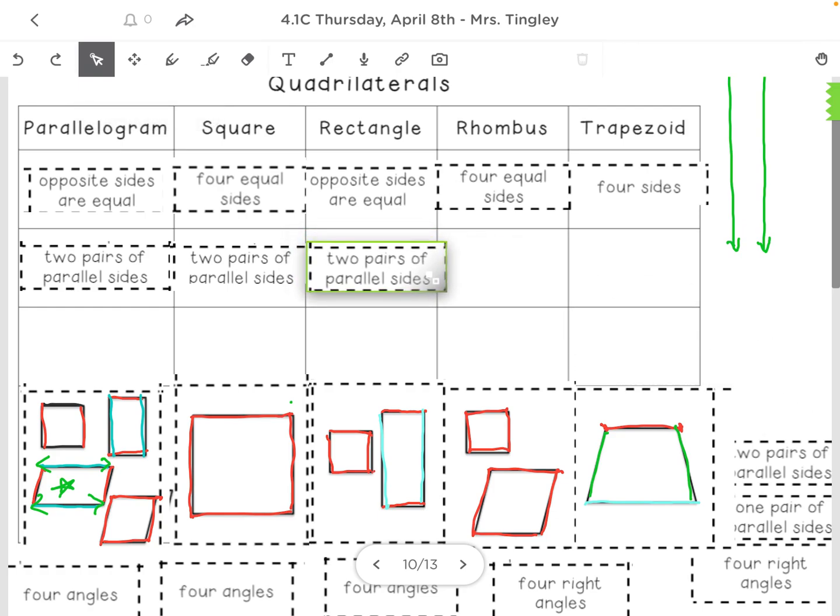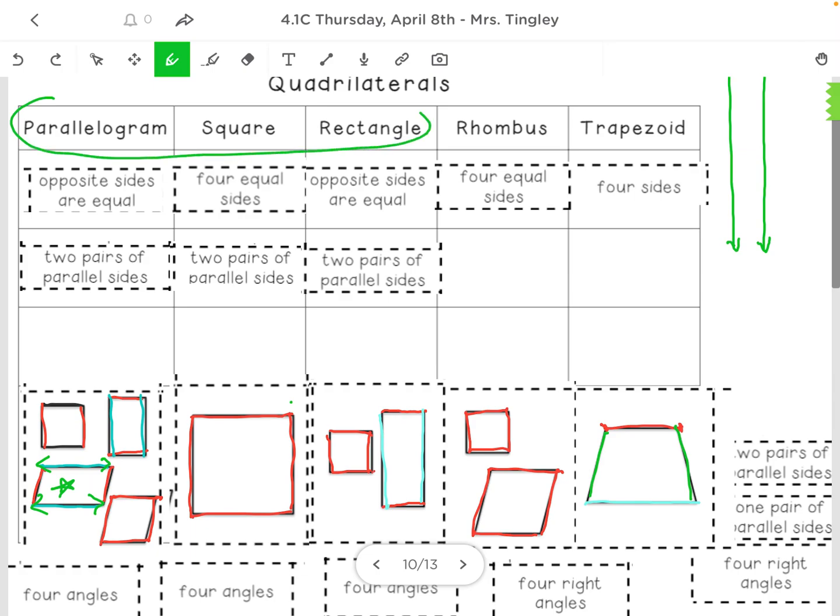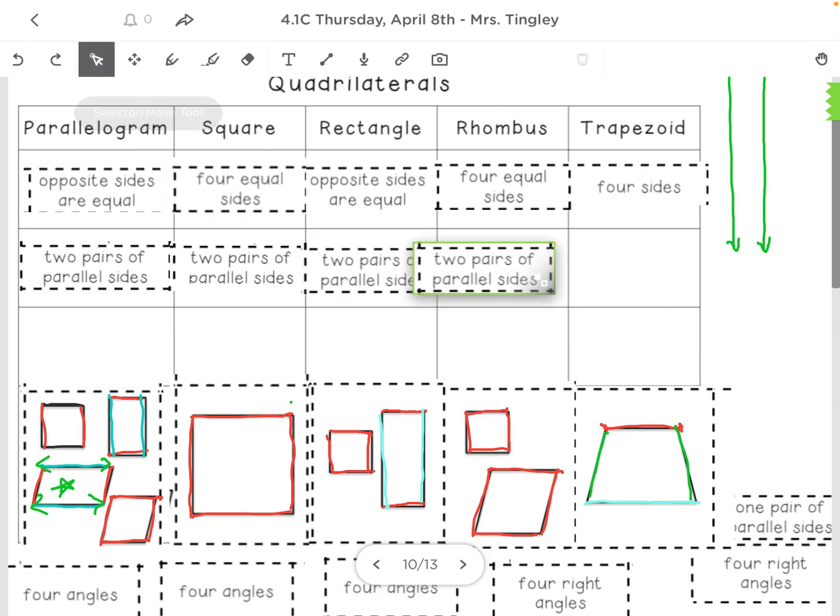And rectangles are also a kind of parallelogram, so they also have two pairs of parallel lines. You can kind of see the theme happening. There's a lot of similarities between these three. Actually, it goes all the way to this fourth one, the rhombus. There's a lot of similarities between those four, because a square is a type of rhombus and it has two pairs of parallel lines.